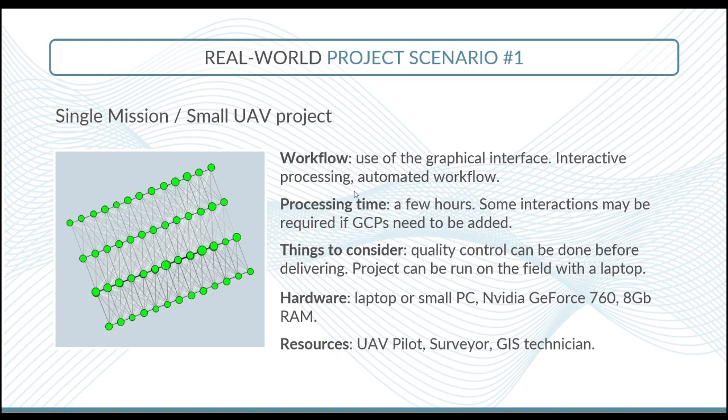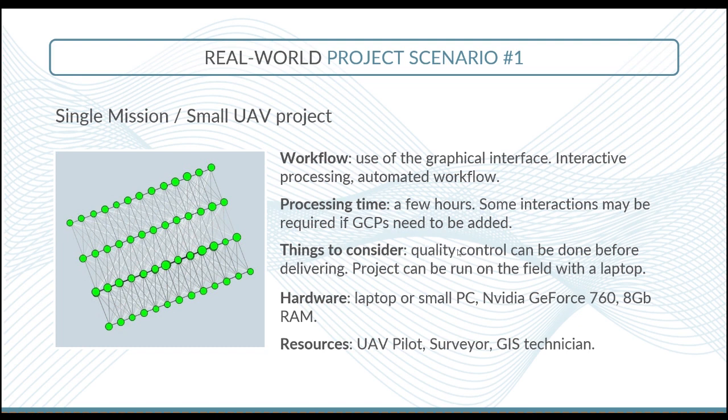You will probably need interaction only if you want to measure ground control points, but all the rest can be run automatically. And quality control can be done just before delivering. Because it's very fast to run all of this, you can run all the processing and at the end do the quality control before you deliver.